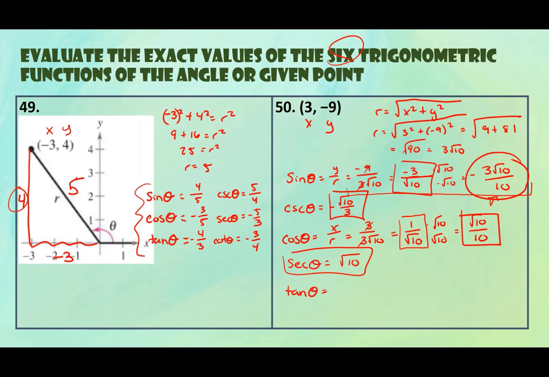Tangent of theta is going to be y over x. So we have y, which is negative 3, and then x is 3. So we're going to reduce that down to negative 3. So tangent is negative 3, which means that cotangent has to be the reciprocal of that, which is going to be negative 1/3. Okay, so we found all 6 answers to these trigonometric functions. These ones are a little bit more tricky because they had a whole bunch of radicals in there.